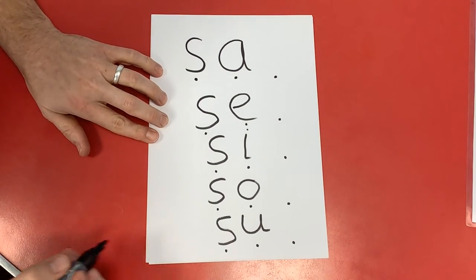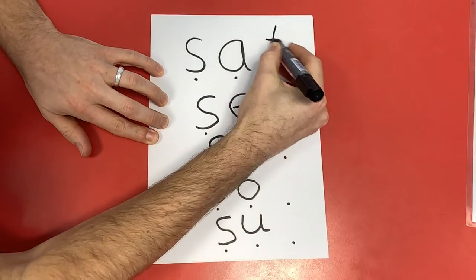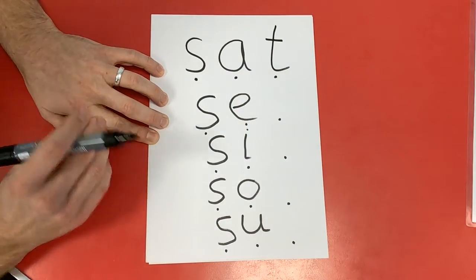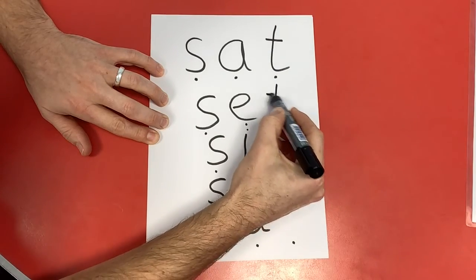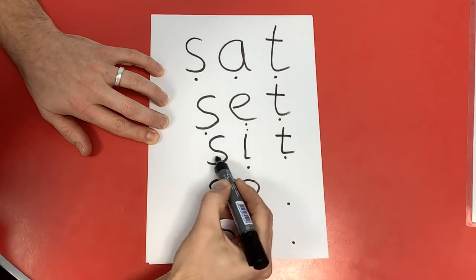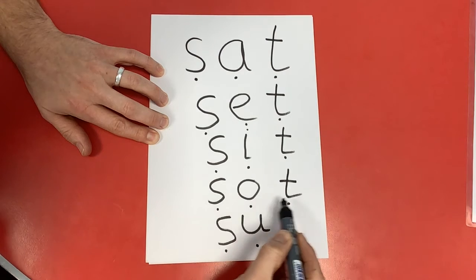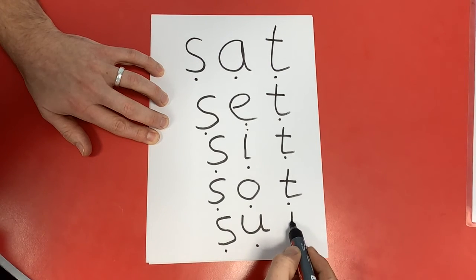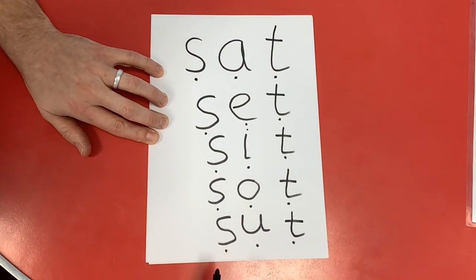we're going to add that sound to finish our lovely piece of learning today. S-at, sat. S-et, set. S-it, sit. S-ot, sot. S-ut, sut.